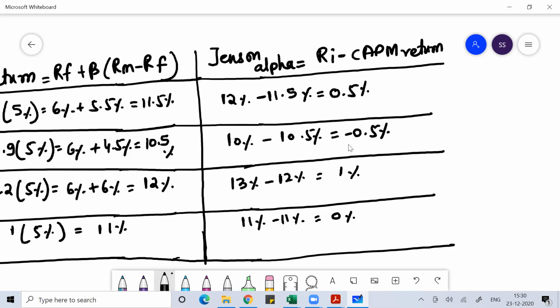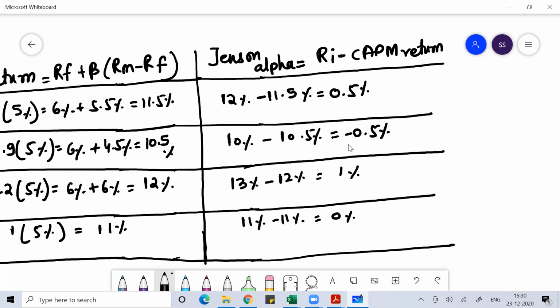Jensen Alpha is something which talks about how efficient our portfolio is. As per the efficient market hypothesis proposed by Eugene Fama, you can never beat the market. In case your Jensen Alpha is positive, it means you're actually beating the market, because the CAPM model follows the efficient market hypothesis. If the return you're getting is better than your CAPM return, it means you are actually beating the market.